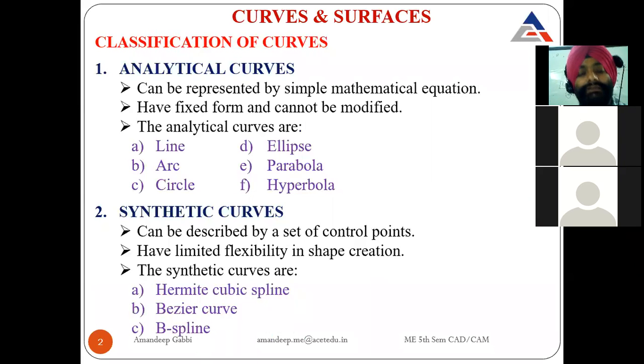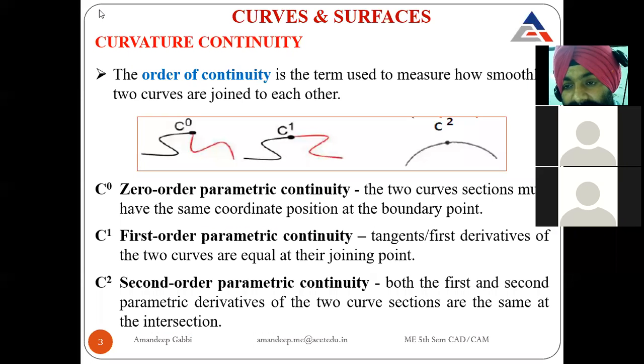So this is the introduction to synthetic and analytical curves. Synthetic curves are further of three types: Hermite cubic spline, Bezier curve, and B-spline curve. These are the three curves in your syllabus. Only these curves exist, right? If you want to read about them, see the book. Let me pause this and give some more information.